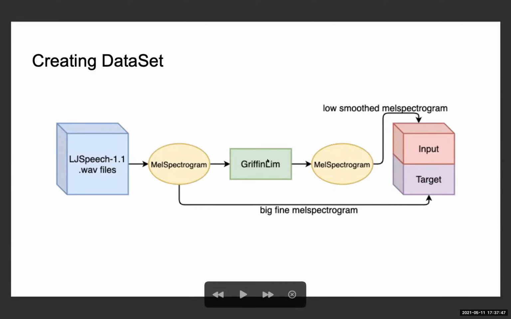After we apply the Griffin-Lim algorithm and get audio from the original Mel spectrogram, and after we get the Mel spectrogram of this bad audio signal, because Griffin-Lim involuntarily degrades the quality due to its simplicity of work. After we add to our dataset the low quality smoothed Mel spectrograms.